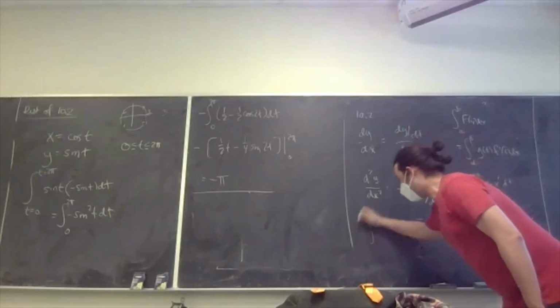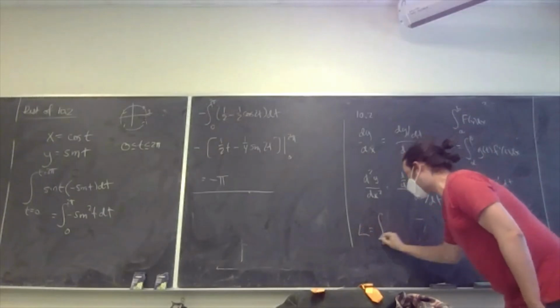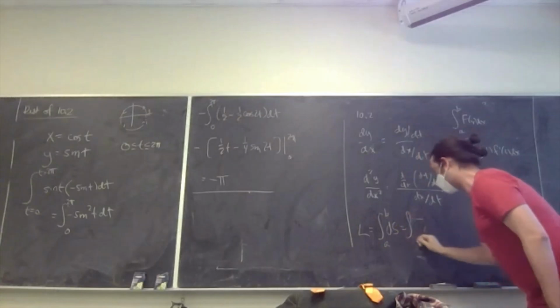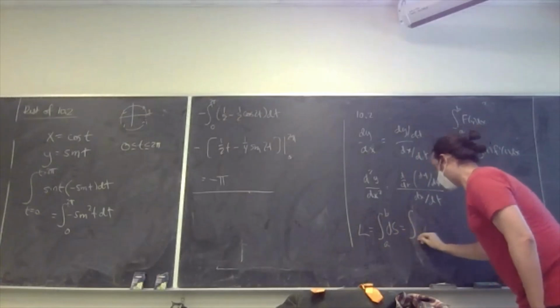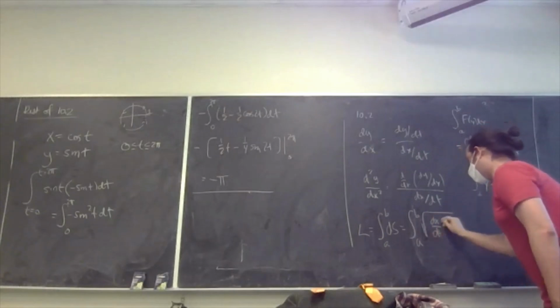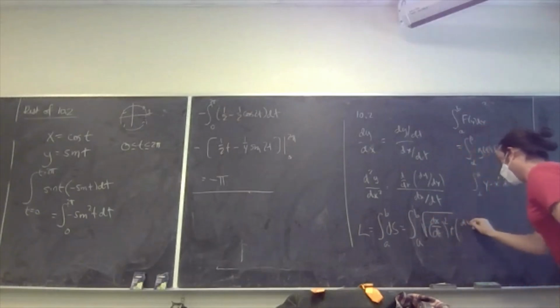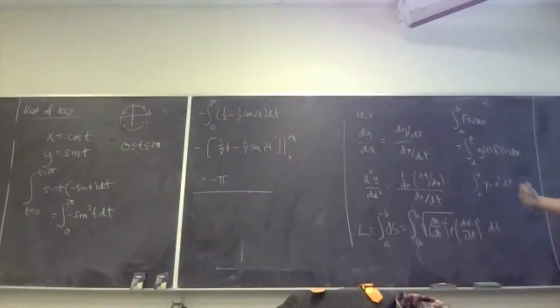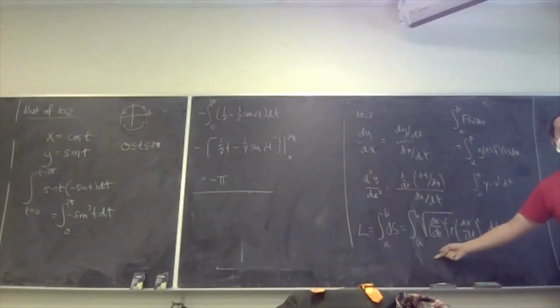Finally, we had that length was equal to the integral from a to b of ds, where ds was the square root of (dx/dt) squared plus (dy/dt) squared, dt. So these are the elements of calculus: slope, second derivative, area under a curve, arc length. We're missing one. One left.